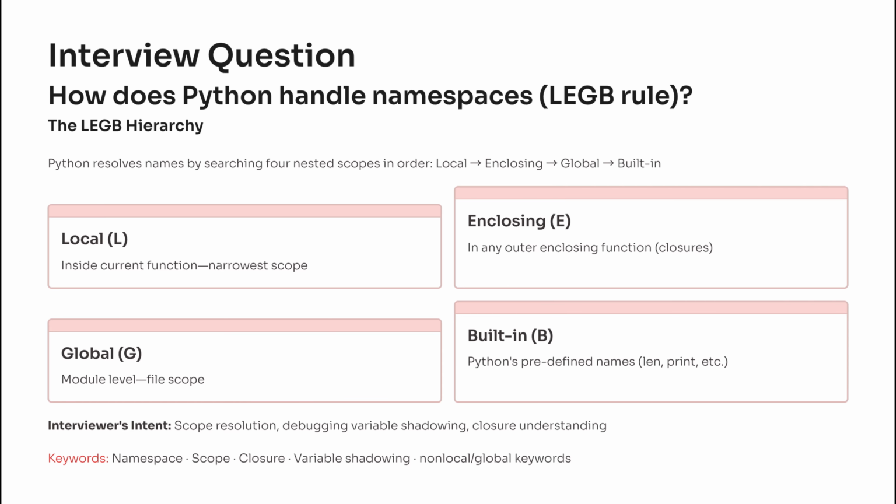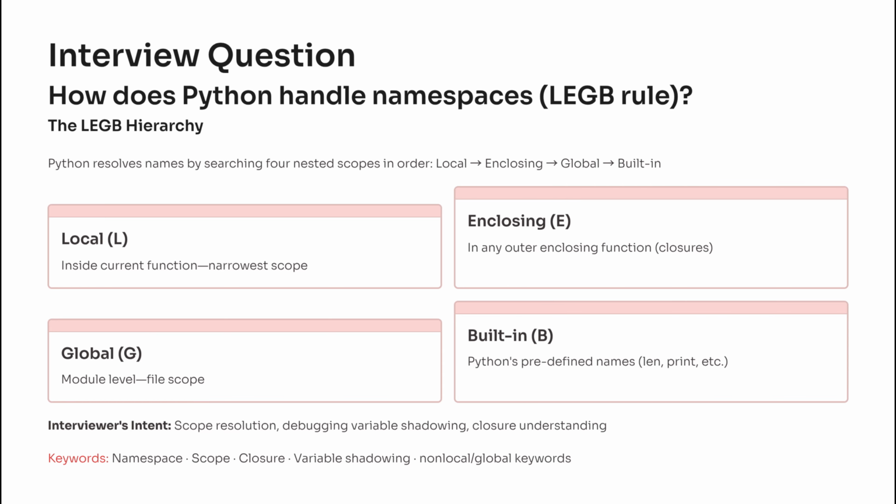Every time Python sees a variable name, it looks for it step by step, in a specific order. That order is called LEGB, which stands for local, meaning variables inside the current function, enclosing, meaning variables from an outer or nested function, global, which are variables defined at the module or file level, and built-in, which refers to Python's predefined names, like len, print, or range.